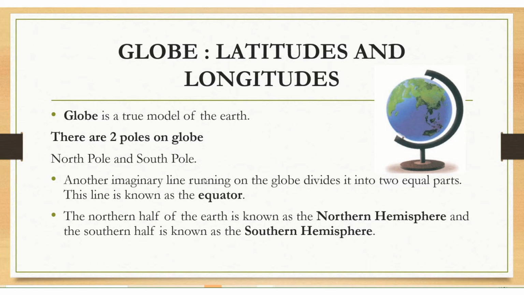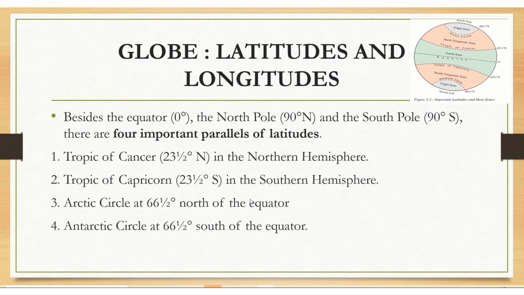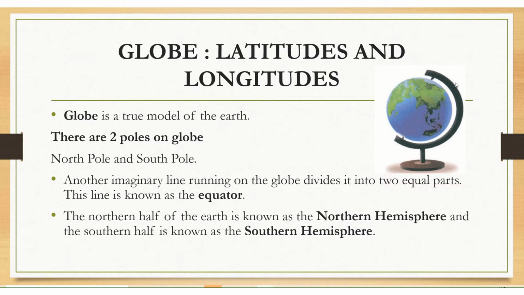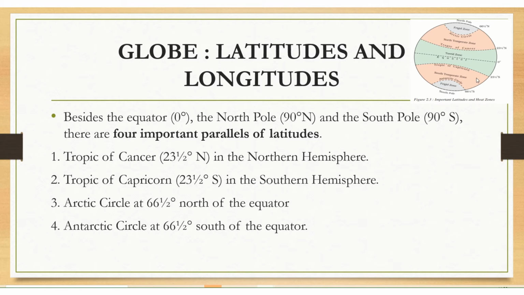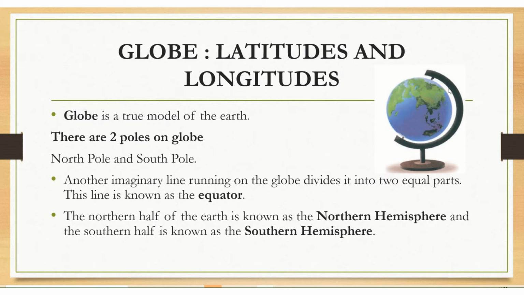An imaginary line running on the globe that divides the Earth into equal parts is known as the equator. This is the equator. It divides the globe into equal parts. The northern half of the Earth is known as the northern hemisphere and the southern half is known as the southern hemisphere.